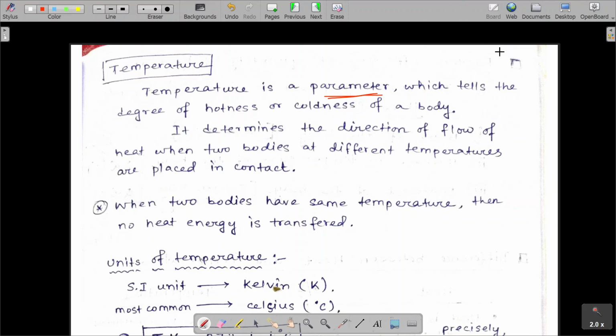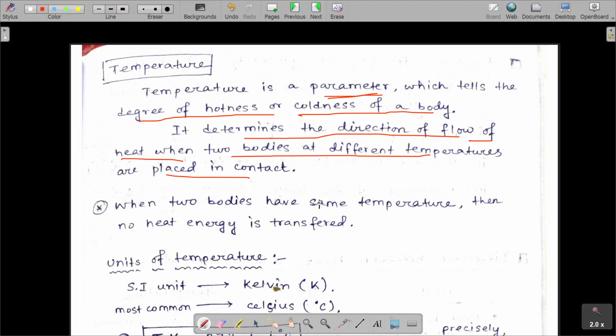Temperature is just a parameter which tells us the degree of hotness or coldness of a body: how hot the body is, or how cold the body is. Temperature tells us that only. And it is the temperature that determines the direction of flow of heat when two bodies at different temperatures are kept in contact.